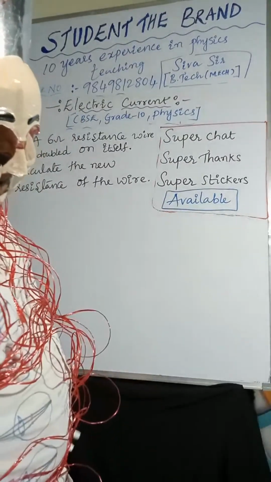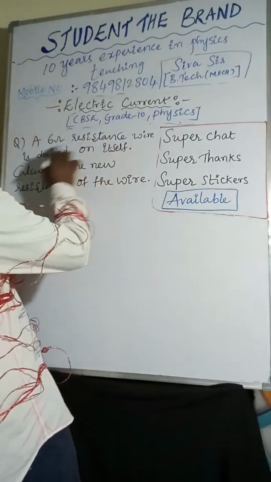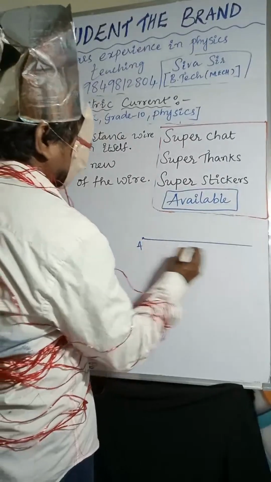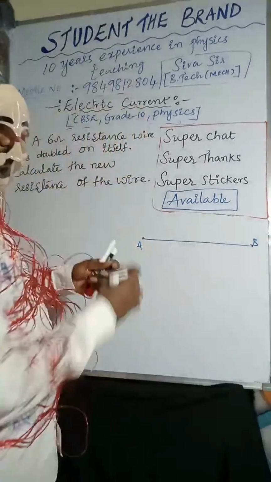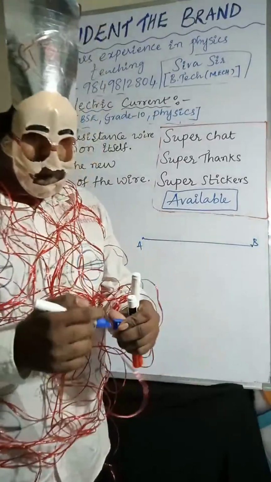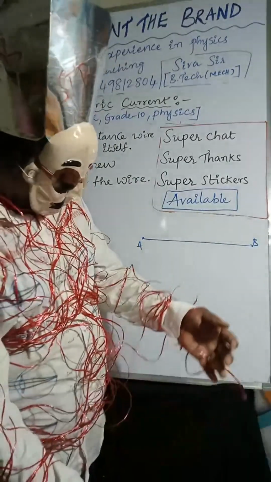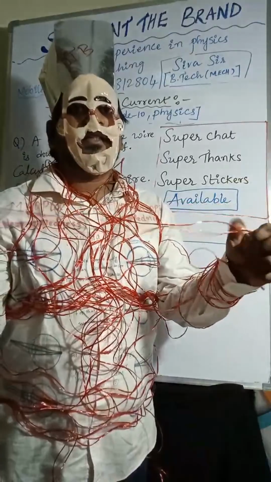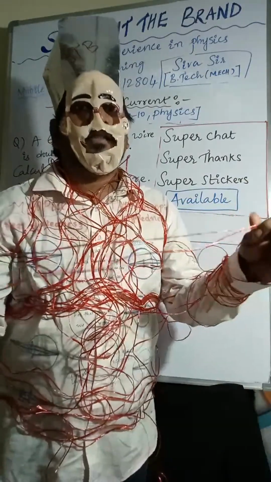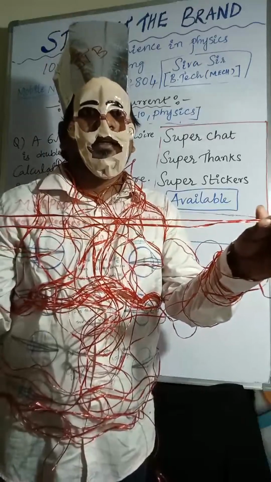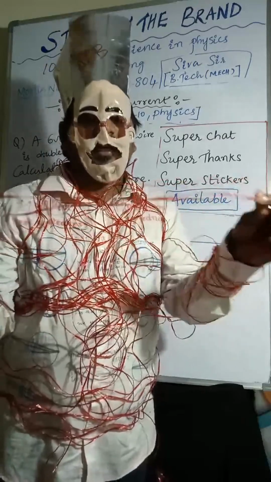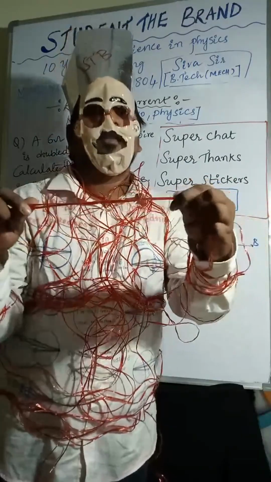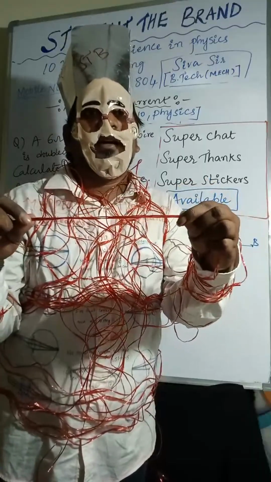Here you can see a 6 ohm resistance wire is doubled on itself. So normally I am taking the wire of 6 ohm resistance, AB wire. Doubled on itself means it is folded. So I'm taking this wire as the example, and if it is doubled on itself, simply I'm folding it. Now you can observe.